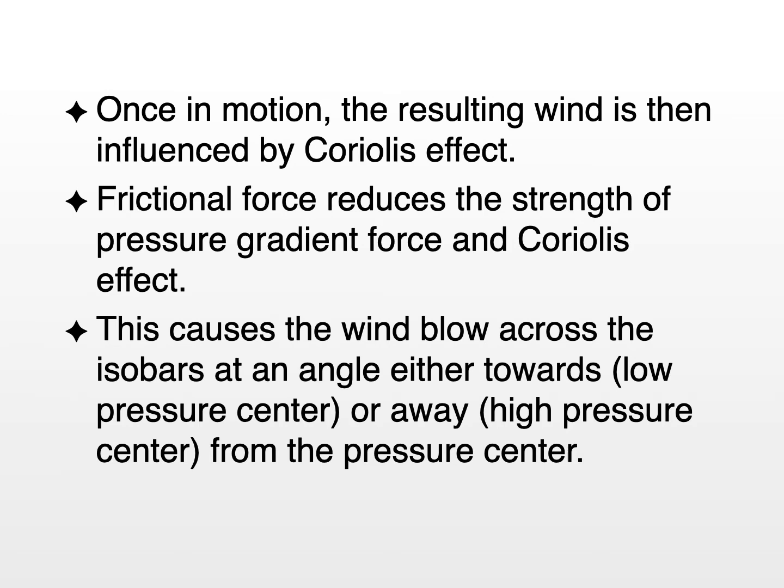Frictional force reduces the strength of pressure gradient force and Coriolis effect. This reduction causes the wind to blow across the isobars at an angle either towards or away from the pressure center. So it would be towards if it's a low pressure center and away if it's a high pressure center.